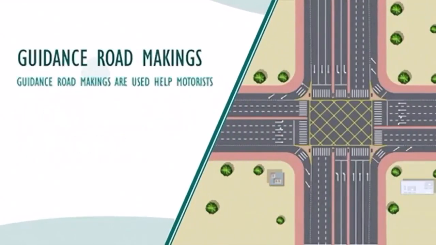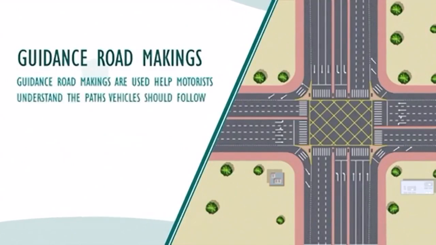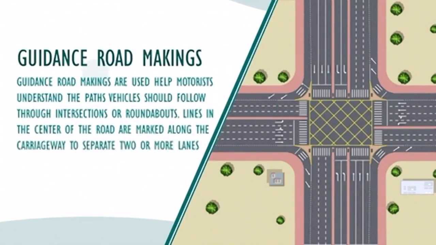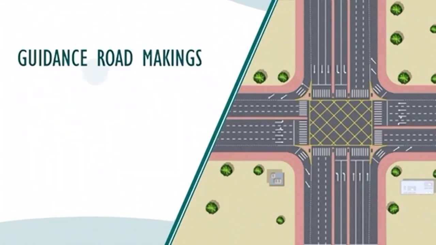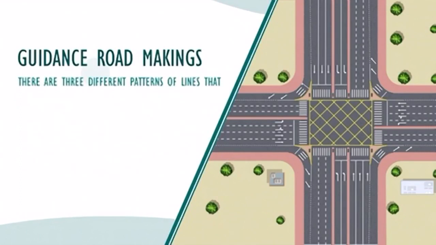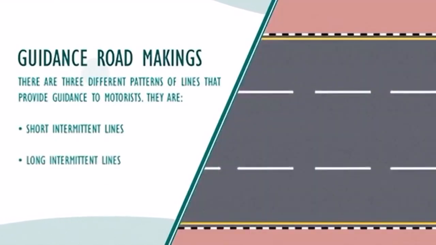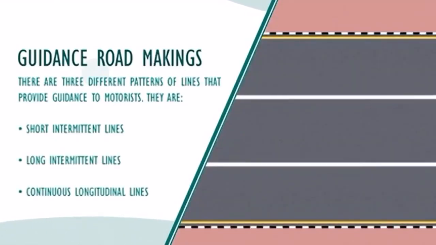Guidance road markings are used to help motorists understand the paths vehicles should follow through intersections or roundabouts. Lines in the center of the road are marked along the carriageway to separate two or more lanes traveling in the same direction. There are three different patterns of lines that provide guidance to motorists. They are short intermittent lines, long intermittent lines, continuous longitudinal lines.